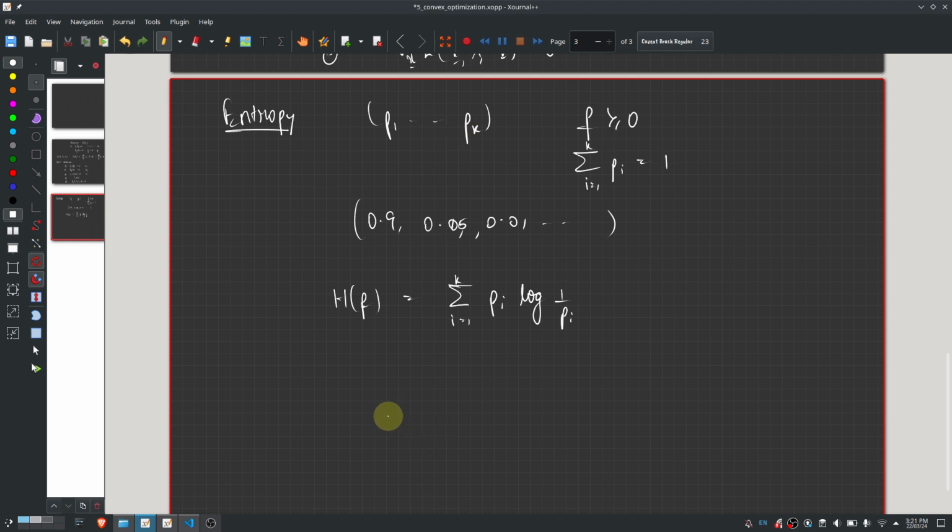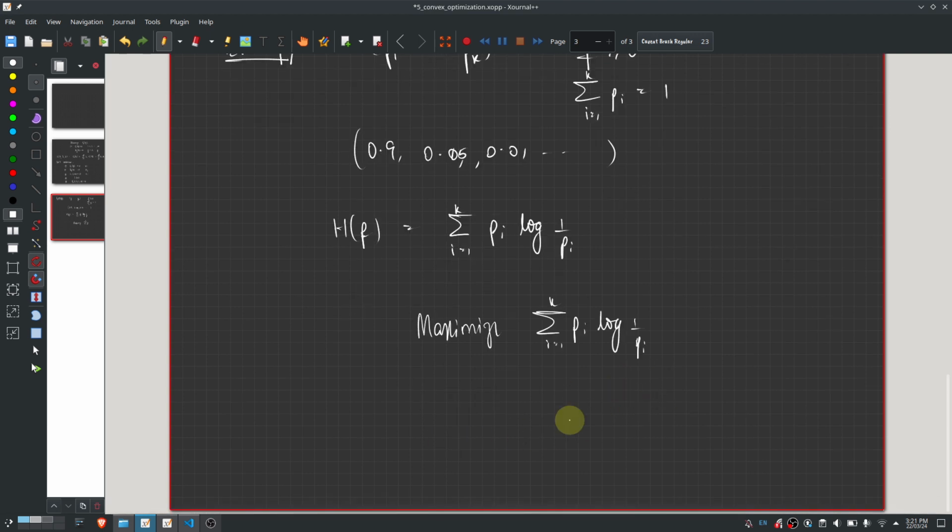So how do we formulate the maximum entropy problem? The goal is to maximize summation i equal to 1 to k, p_i log 1 over p_i, subject to, of course, the first constraint that the p vector should be a PMF. So p greater than or equal to 0, summation over i of p_i should be equal to 1.